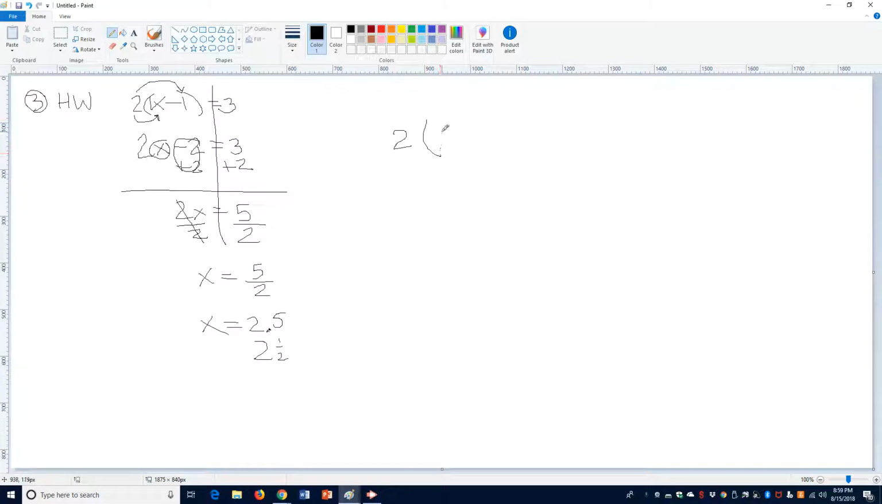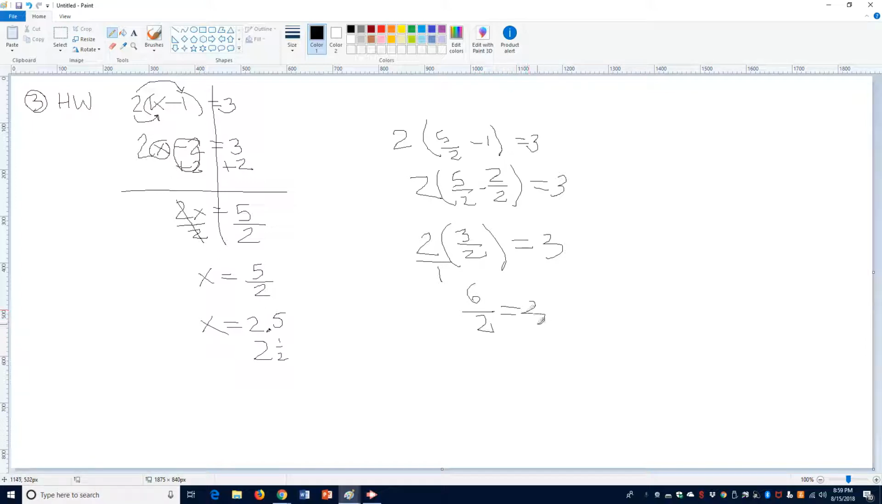Just to check really quick. We've got 2 times the quantity 5/2 minus 1 equals 3. Well, I know 1 is the same thing as 2/2, changing it to a fraction so that I can do 5/2 minus 2/2. I'm just filling in everything here. So we're going to have 2 times 5 minus 2 is 3/2 equals 3. 2 is the same thing as 2/1. 2 times 3 is 6. 1 times 2 is 2. 6 divided by 2 is 3. And therefore I know my answer is 5/2 or 2.5.